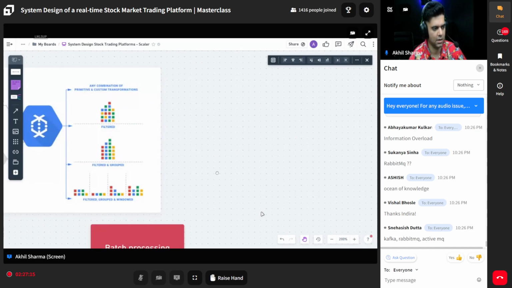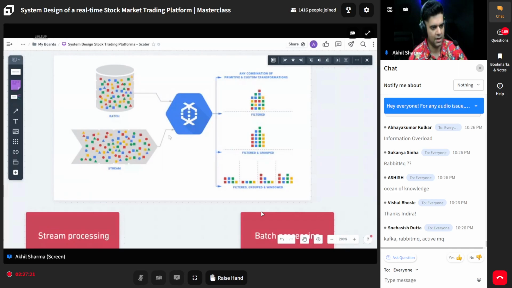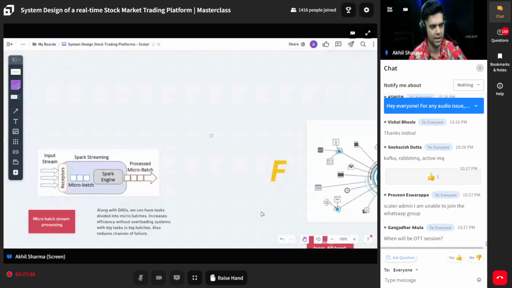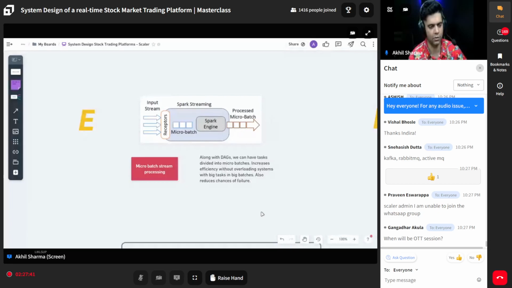Now, here's the difference between stream processing and batch processing. With stream processing, you get filtered, grouped data in real time. With batch processing, you get it at a particular time of the day, not in real time. Then you have DAGs. In our case, we'll be using DAGs to run these batch operations. These are directed acyclic graphs, like Apache Airflow. If any of you are from a data engineering background, you've used Apache Airflow, and you would know it is used as a batch processing system to process data.